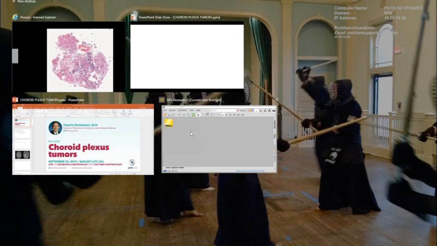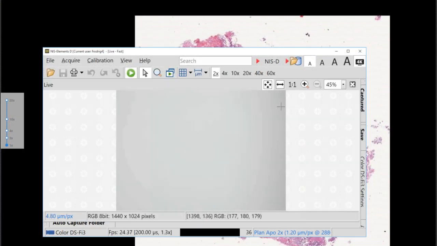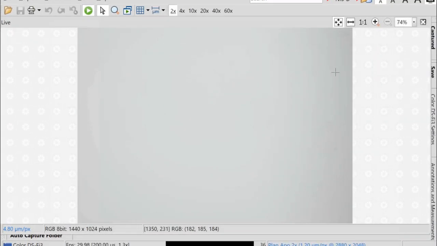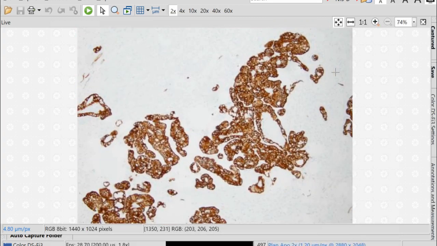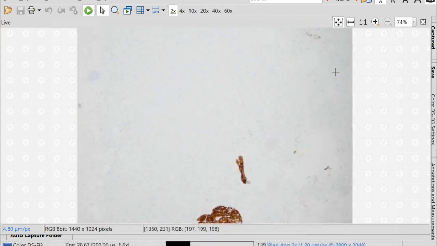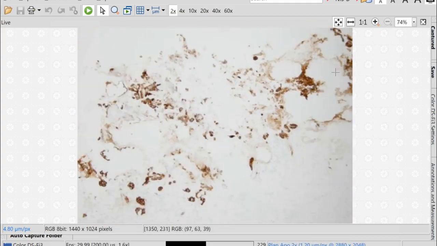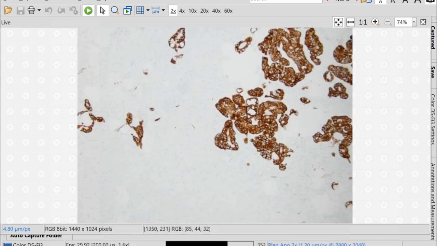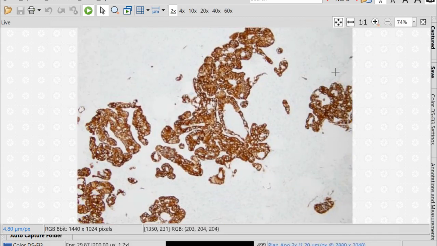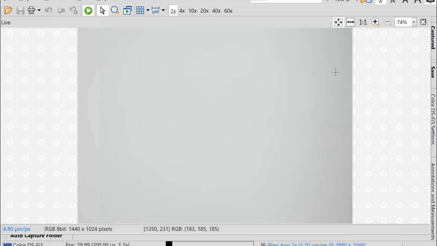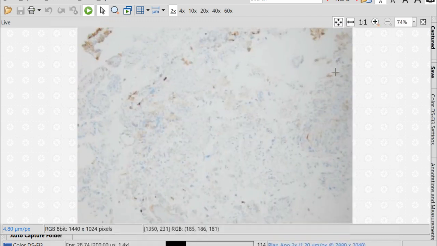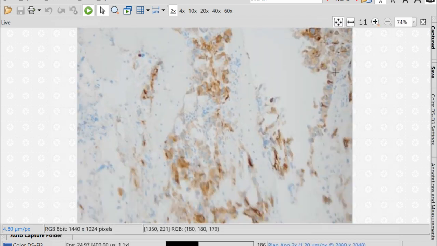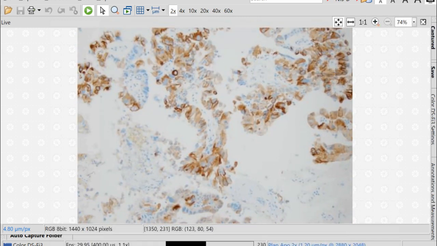We have some stains as well. I'm going to cover them, starting with cytokeratins, CAM 5.2. So this will be the marker that's going to be most frequently positive in these choroid plexus tumors. So cytokeratin is essentially present in all. That was CAM 5.2. This is A1A3. That is a more focal, but still present.